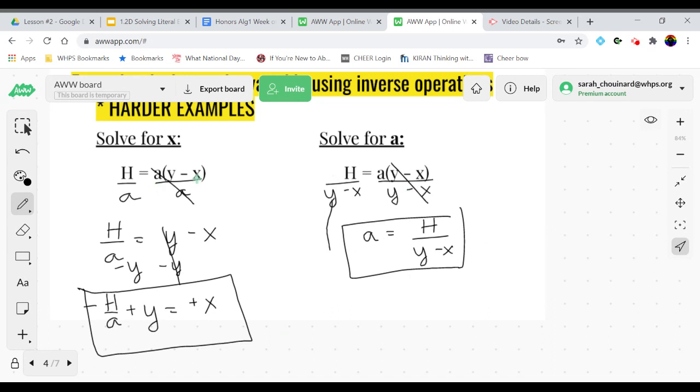So again, any problems with distribution in them, do not distribute. Just look at it as multiplication and divide.